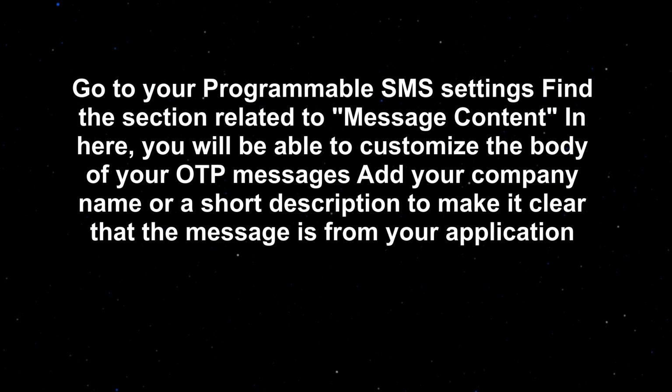Go to your Programmable SMS settings. Find the section related to message content. In here, you will be able to customize the body of your OTP messages. Add your company name or a short description to make it clear that the message is from your application.